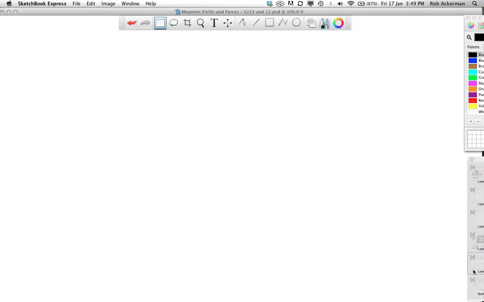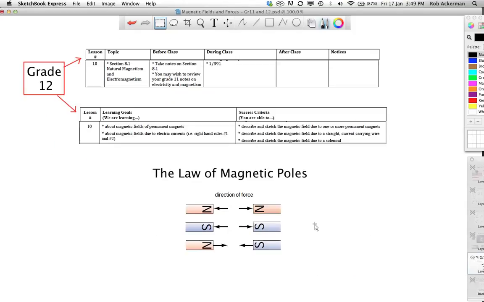Anyway, to get us started, let's do a quick review of probably the most important thing you got to remember with magnets. That is the law of magnetic poles. Just like we have the law of electric charges, which says that like charges repel and opposites attract, same goes for magnets, only now we're not talking about positives and negatives, we're talking about the north pole and the south pole of a magnet.